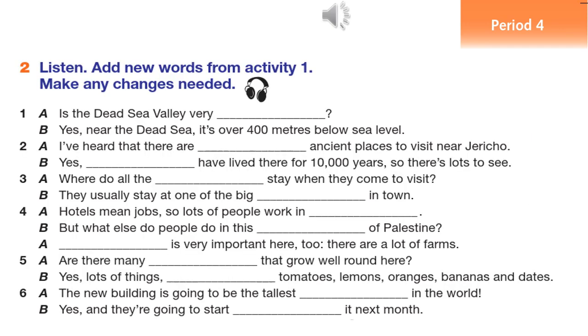Now let's go to this exercise. You need to listen carefully and decide what is the word in the gap. First of all, you will listen without answers. Try to listen and answer by yourself. After that, I'll repeat the listening with the answers. But you need to try by yourself. Give yourself a chance. Go ahead. Let's go. Period 4, Activity 2 and Activity 3.